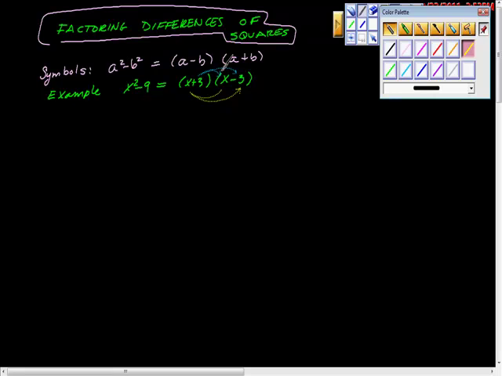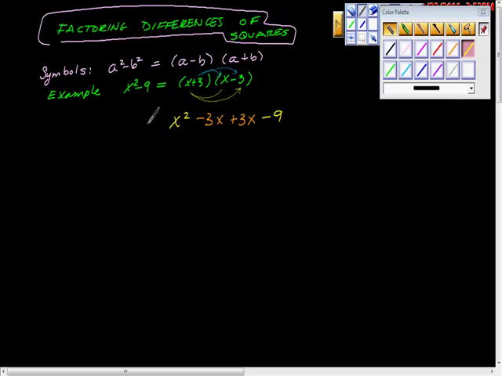So here I have FOIL set up, right? It's this piece right here times everything over here. Then this piece here times everything over here. Then this piece times everything over here. So let's do this one at a time. We do x times x is x squared, isn't it? Then x times negative 3 is negative 3x. This is the part that I want you to see. This is what's happening here. X times negative 3 is negative 3x, isn't it? And then 3 times x is positive 3x, right? And then 3 times negative 3 is negative 9.